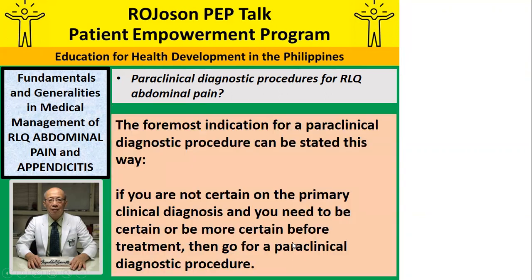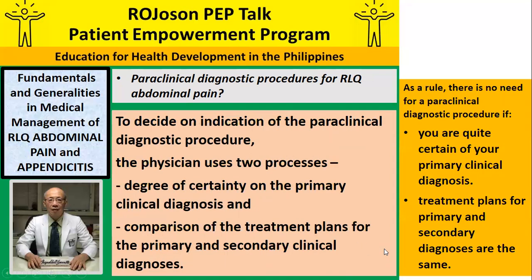The foremost indication for a paraclinical diagnostic procedure can be stated this way. If you're not certain on the primary clinical diagnosis and you need to be more certain before treatment, then go for a paraclinical diagnostic procedure. And to decide on the indication for a paraclinical diagnostic procedure, the physician uses two processes. One is the degree of certainty on the primary clinical diagnosis, and then comparison of the treatment plans for the primary and secondary clinical diagnosis.